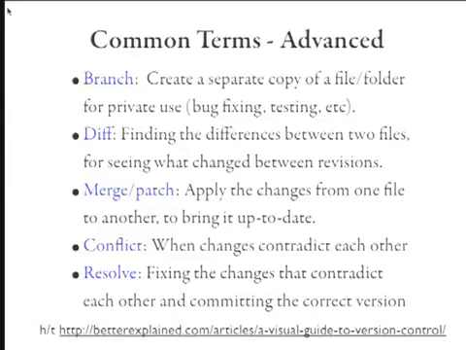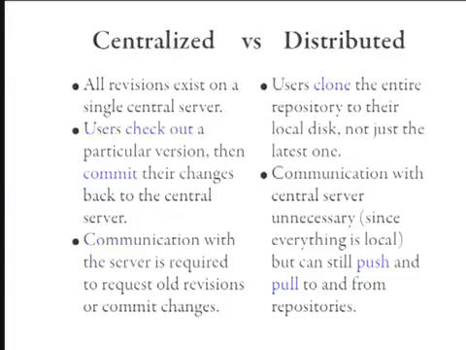So there are two main breakdowns of different types of version control systems. There's centralized and distributed. Centralized version control systems are like SVN, and CVS, I think, was centralized. And then distributed are sort of newer ones like Git and Mercurial.